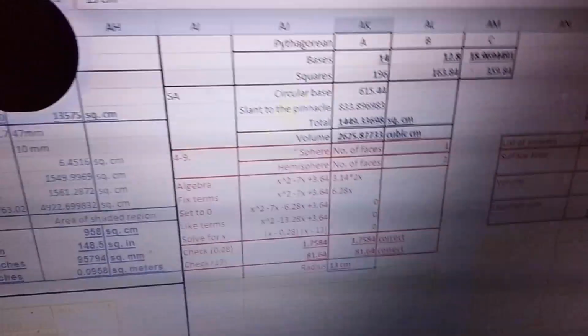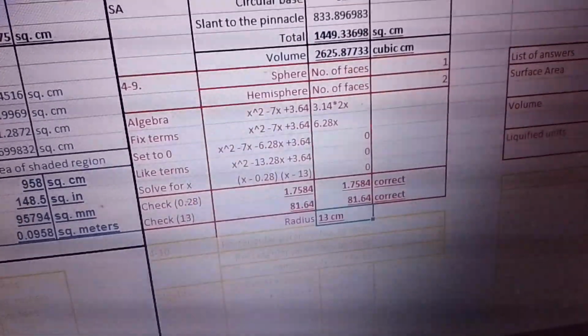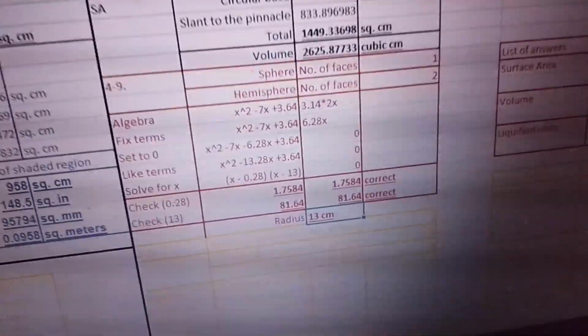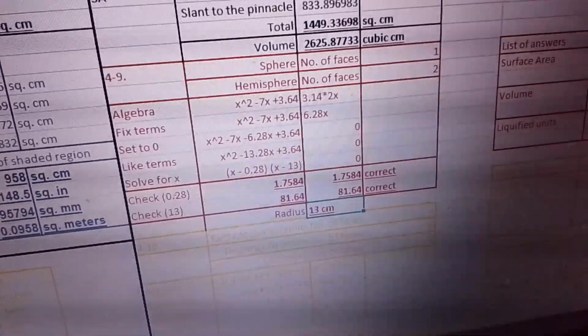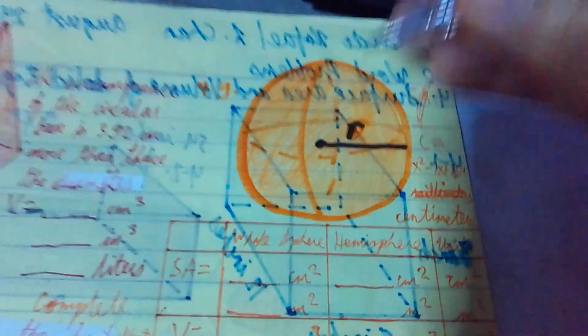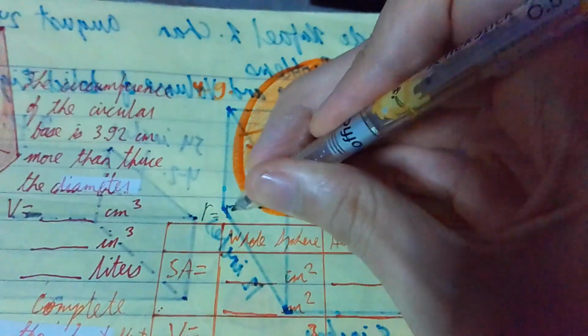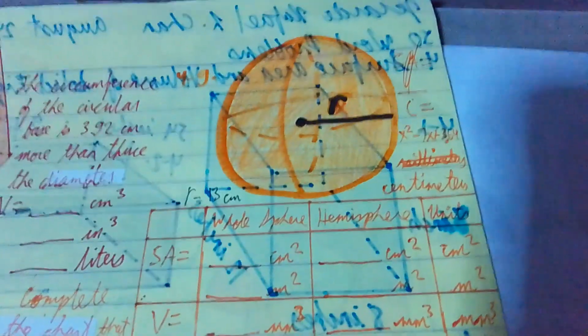Yan. So tama nga, our radius is supposed to be 13 centimeters. So that's the radius for this problem. Take note, our radius is 13. We can use 0.28 if we want to. Kaya lang, this will make the decimal a bit harder. Kaya to make life easier, 13 na lang tayo. Okay? So now our radius is 13 centimeters.